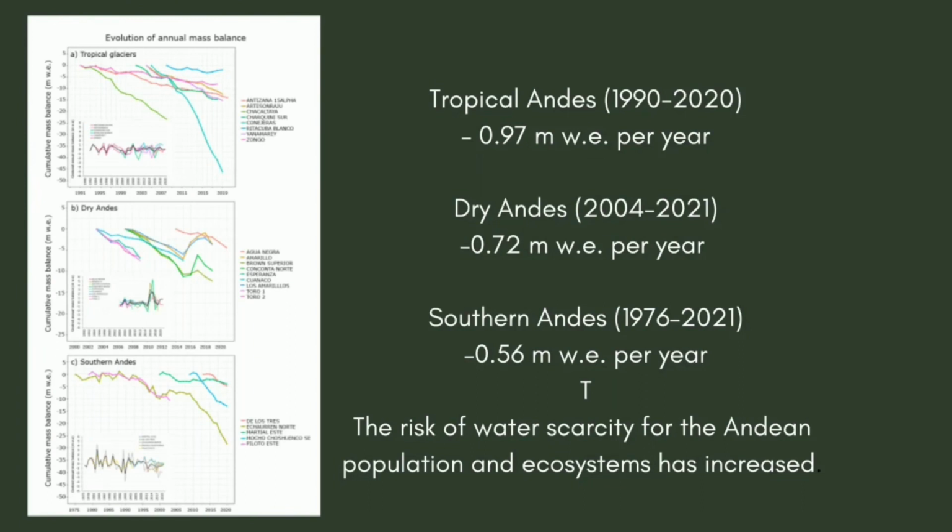Last is the Central Andes. Glacier mass balance had a negative trend of 0.56 meter water equivalent per year from 1976 to 2021. The Central Andes is also facing numerous environmental challenges, same as the dry Andes and tropical Andes. Here are the mining activities and impacts of climate change which threaten the fragile ecosystem and the communities that rely on it.